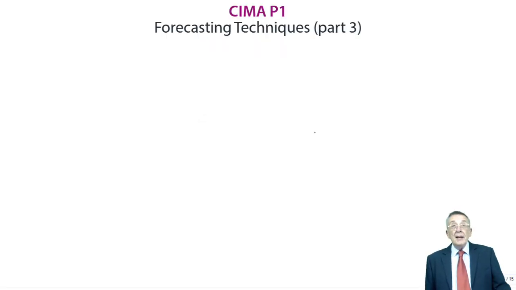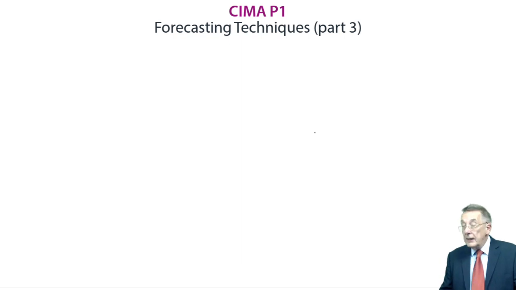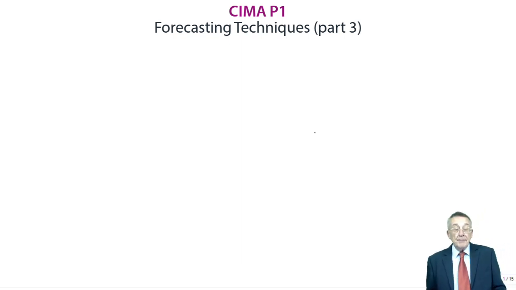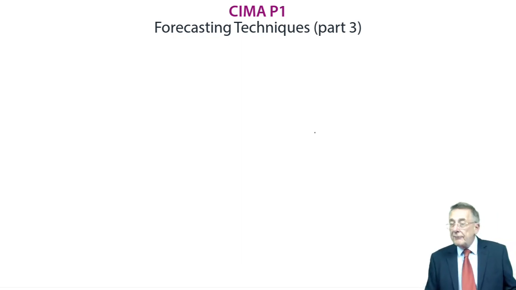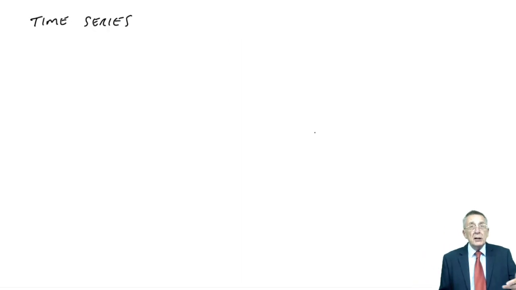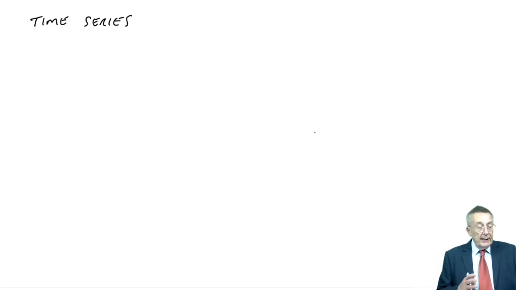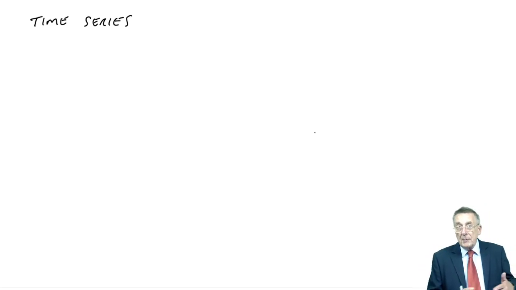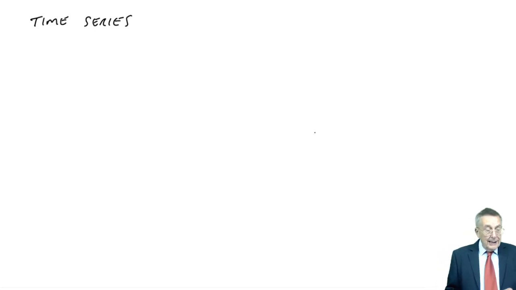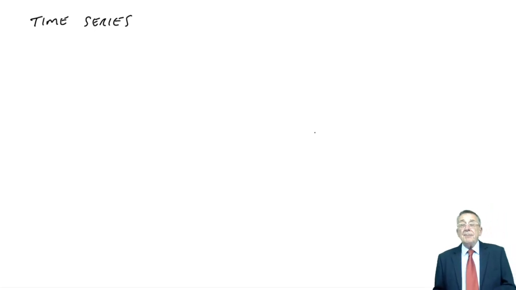Forecasting techniques, and this one is something called time series, which is rather different from the previous two. The previous two, high-low and regression, from a management accounting point of view, are useful in forecasting costs when we've got semi-variable costs. The time series analysis is more useful when we're trying to forecast sales.